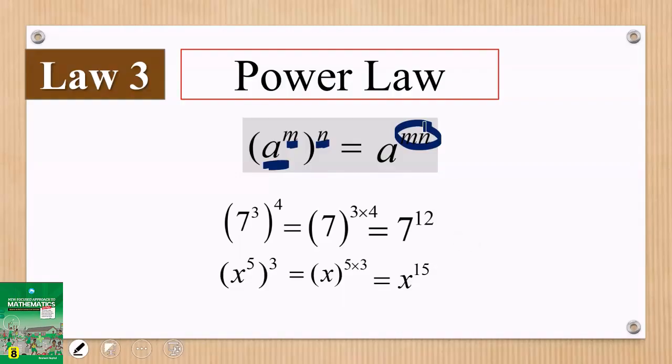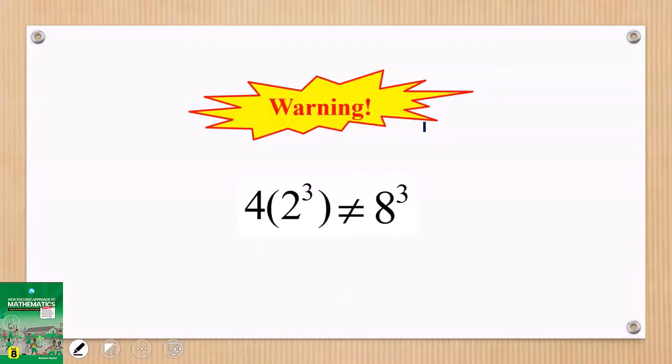And here too, let's take this warning as a caution. If we have 4 times 2 exponent 3, don't rush to multiply 4 times 2 and write 8 to the power 3. It won't work. And this is the reason.